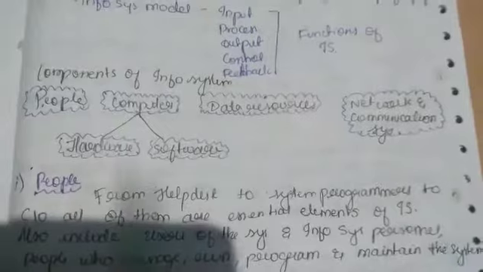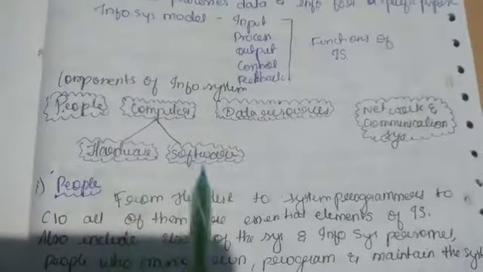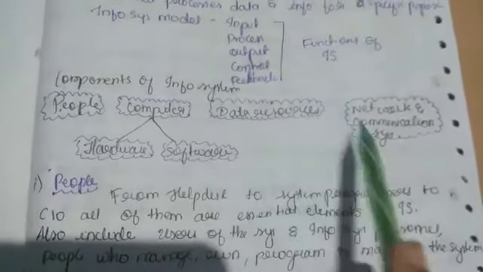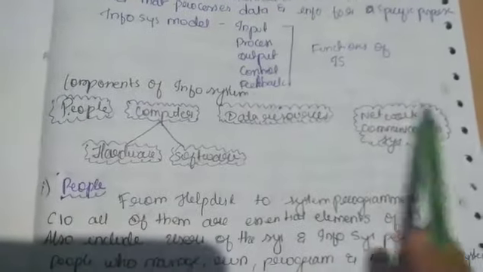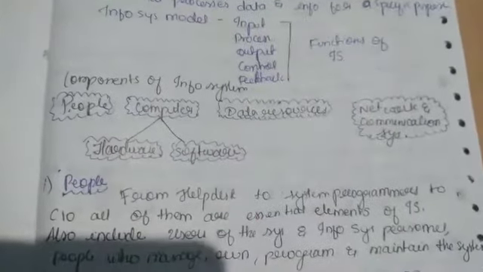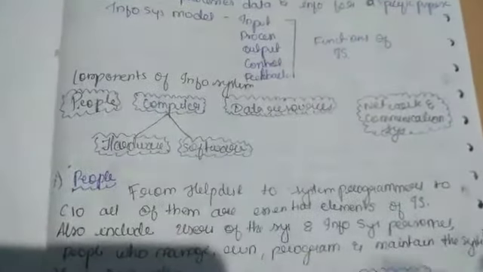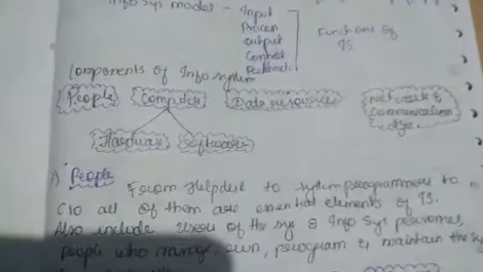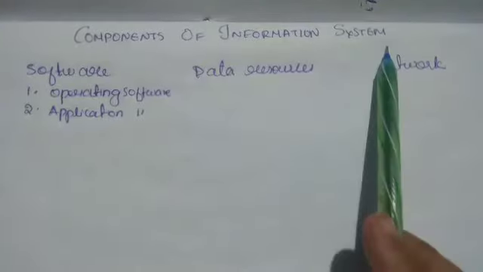There are 5 components actually: people, hardware, software, data resources, network and communication system. Now we will see in detail what these are. Our chapter mainly consists of these components and their subdivisions and subtopics. Today we will discuss the components of the information system.